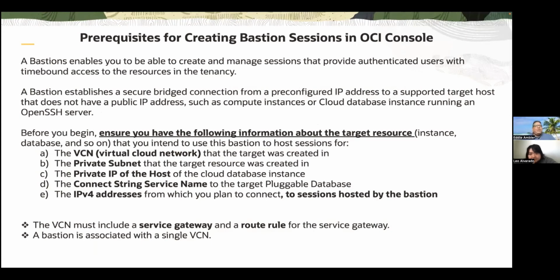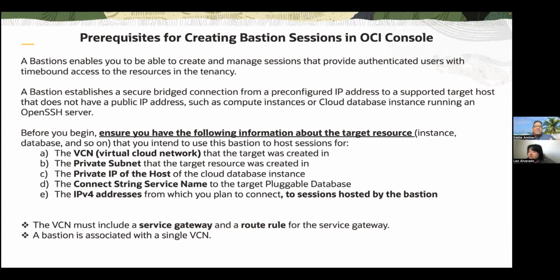Well, we'd need to know the name of the VCN. We'd need to know the name of the subnet that resource is created in. We need to know the private IP of the host that is servicing the cloud database instance. And as you would guess, we'd need to know the connect string, the service name portion of the connect string to that pluggable database. And the very last bullet talks about IPv4 addresses.